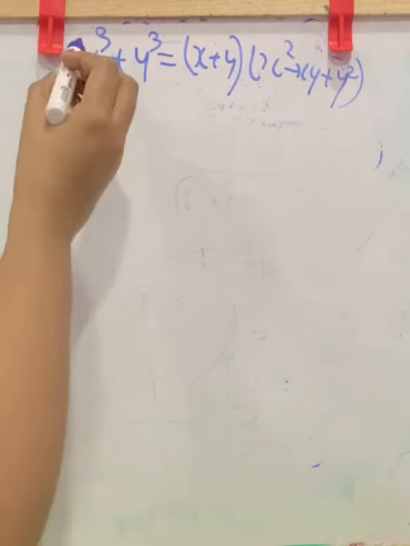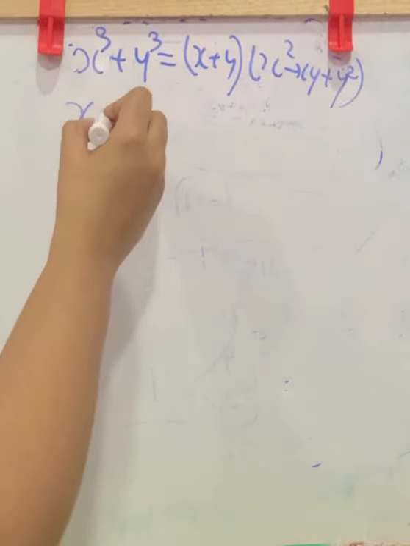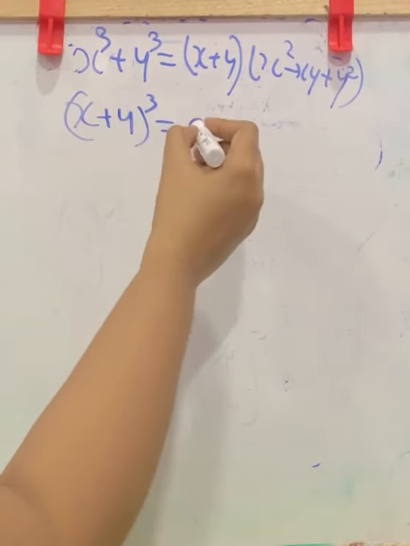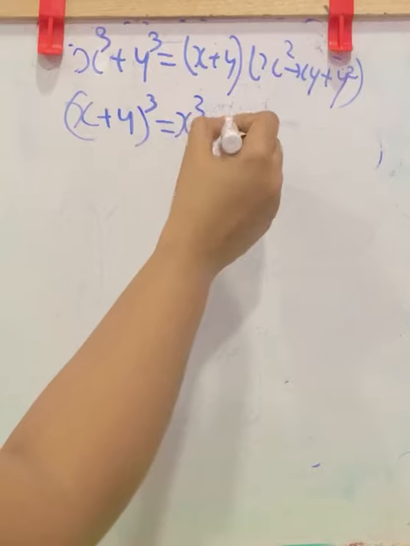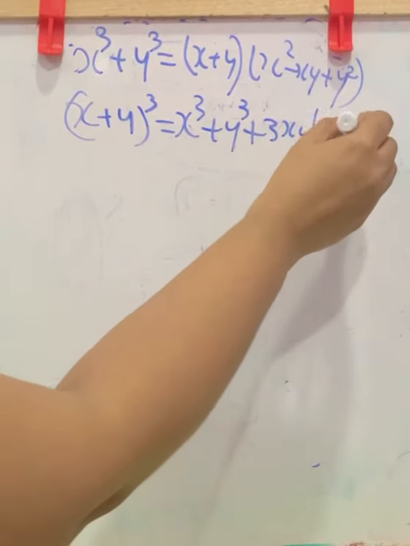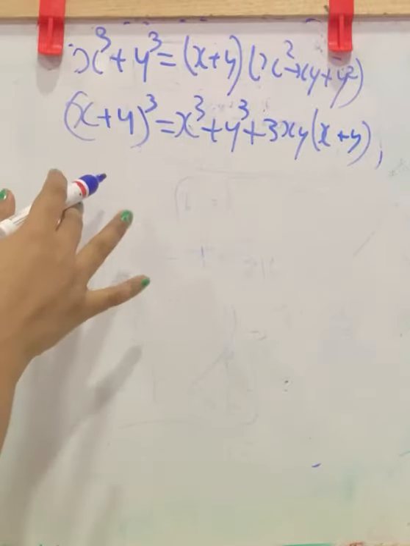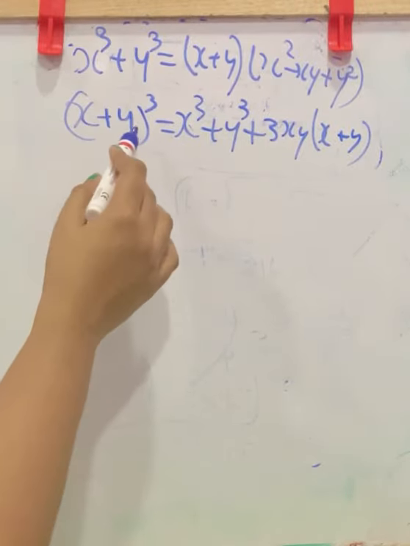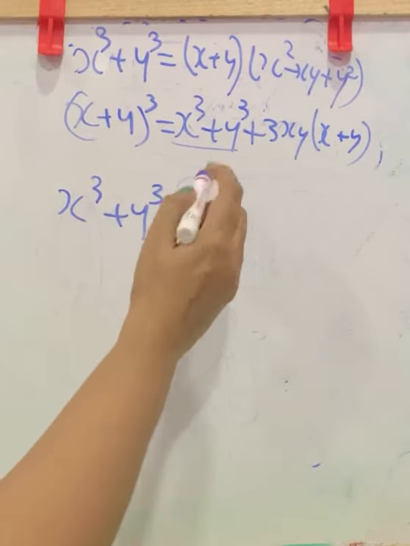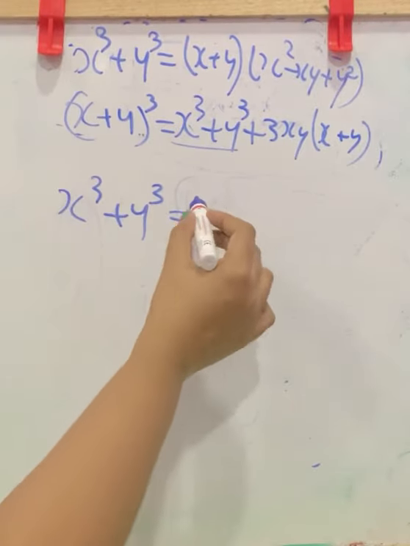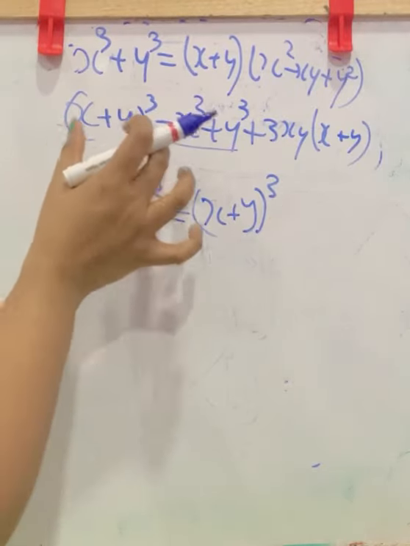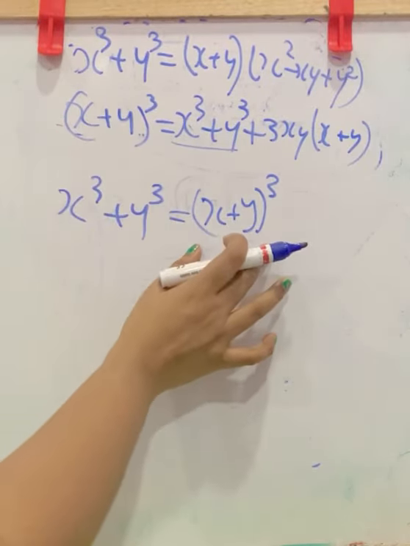For that we know a cube identity, that is x plus y whole cube is equal to, the expansion is x cube plus y cube plus 3xy into x plus y. This is the identity we already learned. Now from this, x cube plus y cube, keeping it on one side. Now the other side we have x plus y whole cube, right? This part we have x plus y whole cube.